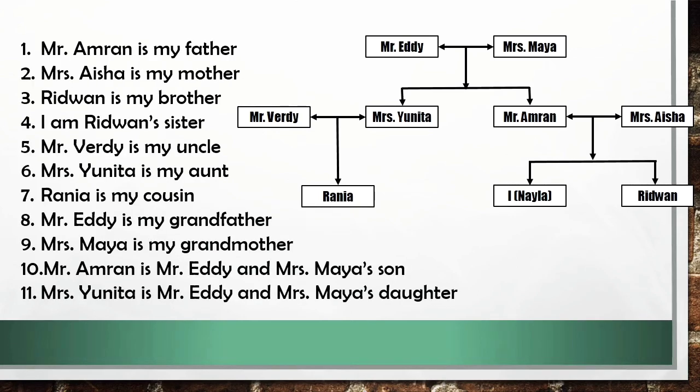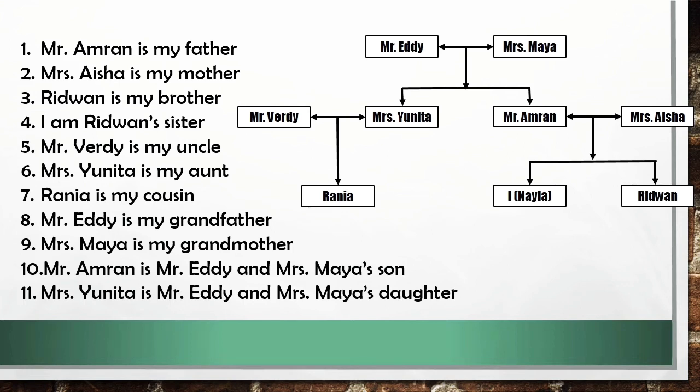1. Mr. Amran is my father. Here the subject I is Naila. Then number 2, Mrs. Aisha is my mother. Next, Ridwan is my brother. And then I am Ridwan's sister. Number 5, Mr. Ferdi is my uncle. And then Mrs. Yunita is my aunt. Next, Rania is my cousin.